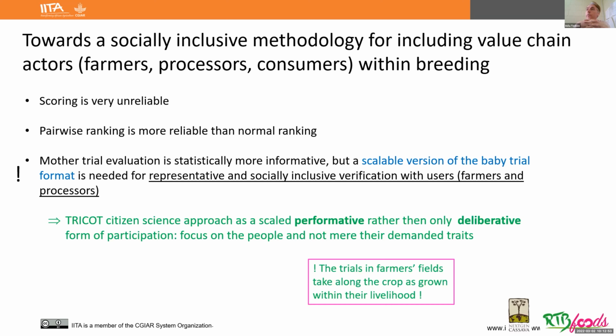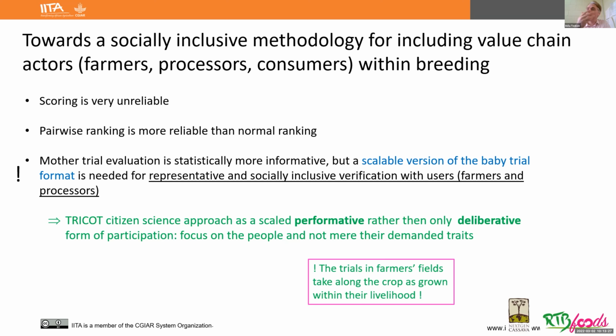What we wanted to do, we did this in 2 locations, and we included social aspects in these baby trials, but we wanted to go further to have more representative information. And what we knew is that scoring is very unreliable. Pairwise ranking is more reliable than normal ranking. And mother trial evaluation is statistically more informative, but a scalable version of the baby trial format is needed for representative and social inclusion verification with users. So that's what I've been saying.